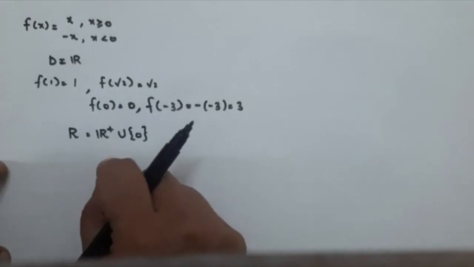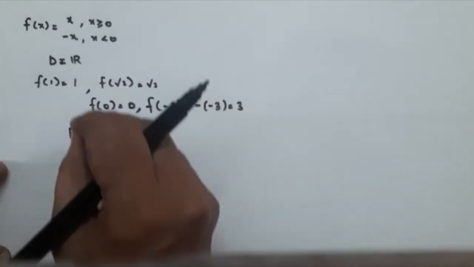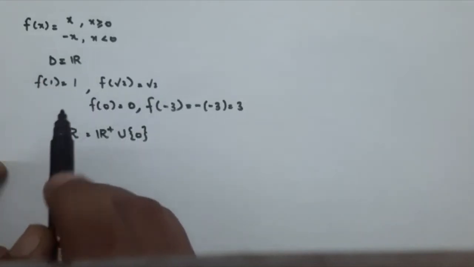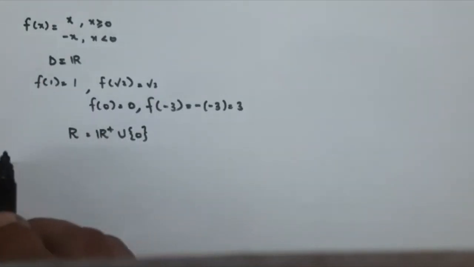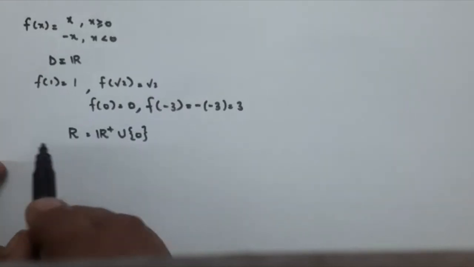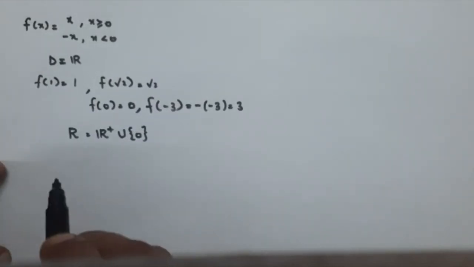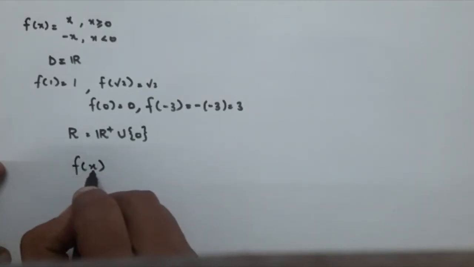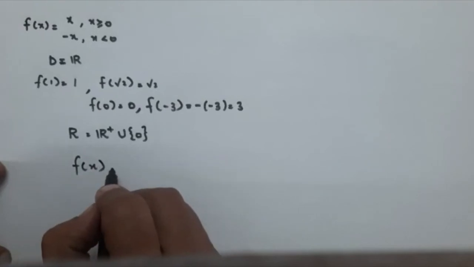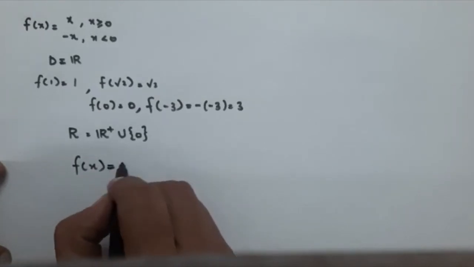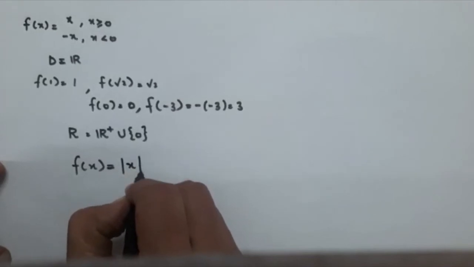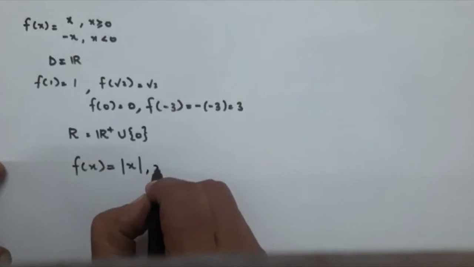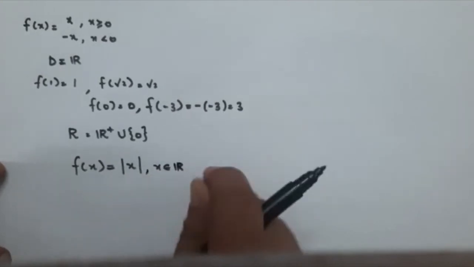That means if you take the function once again, if x is positive, f of x is equal to the same thing. If x is negative, f of x is negative of that negative. That means we are taking the numerical value of the element x as the image. And this is the well-known function mod x, f of x equal to mod x, which is the absolute value function. X belongs to capital R.